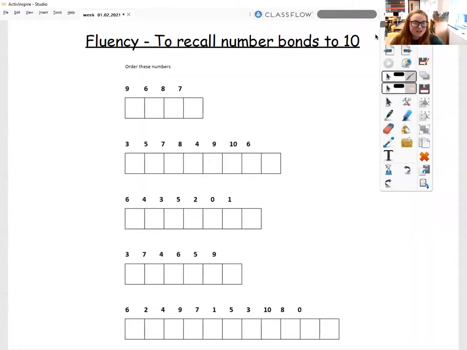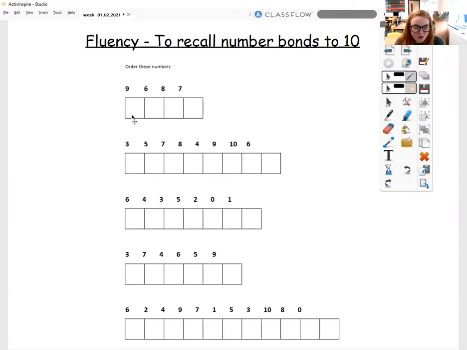Okay, now your skill shop for this today is on the board. We are ordering these numbers. So you have some numbers here and some boxes to put them in, and I would like you to put them in order from smallest to greatest. So the best way to do this is to look at all your numbers and find the smallest number and put it in the first box, and then look at all your numbers and find the greatest number and put it in this box and work out in between.